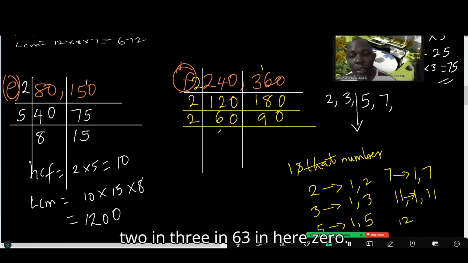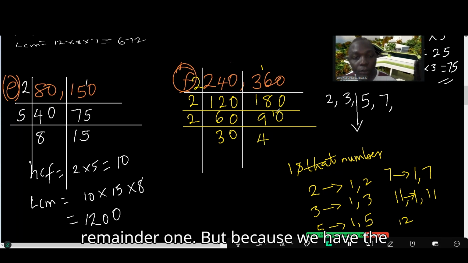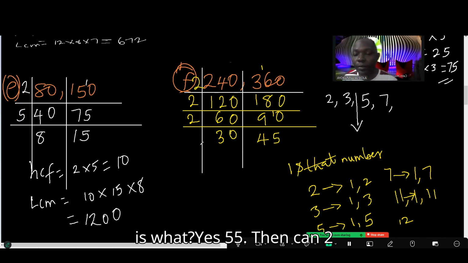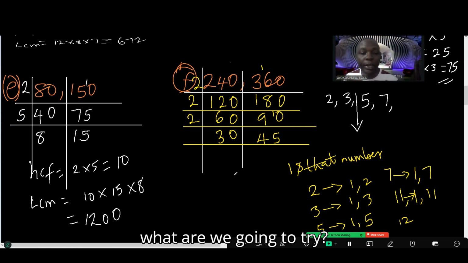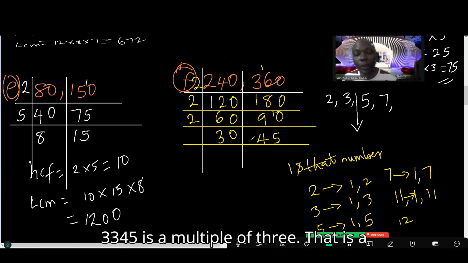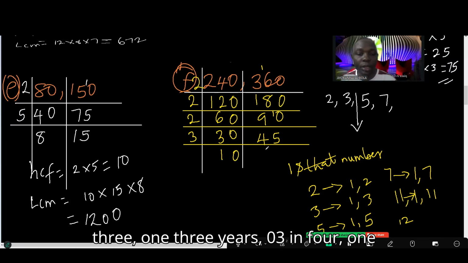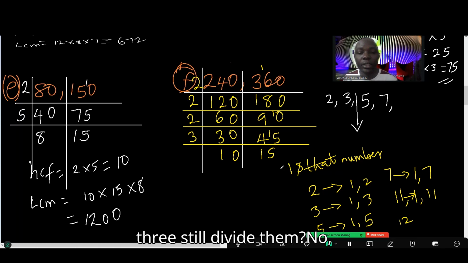So 2 in 6, 3, in here 0. Then 2 in 9, that's 4, remainder 1. But because we have the 0, so it becomes 10, right? So 2 in 10 is what? 5. Then can 2 still divide them? No. What are we going to try? 3. 45 is a multiple of 3. 30 is a multiple of 3, so it works. 3 in 3, 1. 3 in 0, 0. 3 in 4, 1, remainder 1. 3 in 15, 5. Can 3 still divide them?